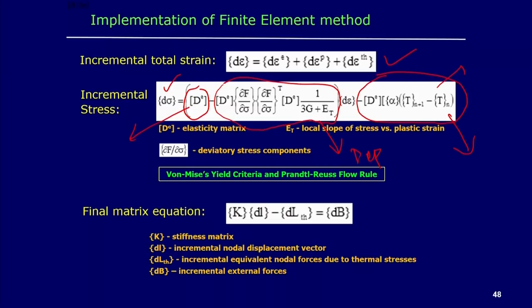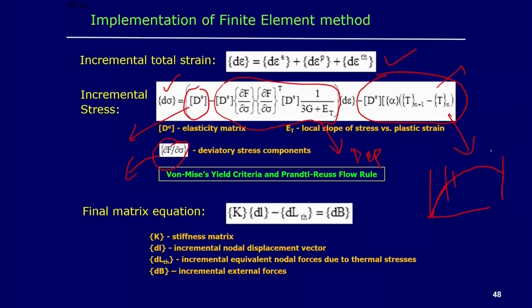Of course, we generally follow the von Mises-Hill criteria and the Prandtl-Reuss flow rule, but here delta F by delta sigma considers the deviatoric stress component. So, when you try to estimate the plastic component, we need to consider the deviatoric stress component, and we need to know the tangent modulus, that means the local slope of the stress versus strain. In the elastoplastic matrix, the first part is linear elastic and then it is plastic in nature. Therefore, there is a continuous change of the slope.